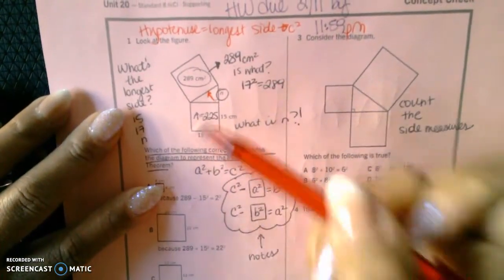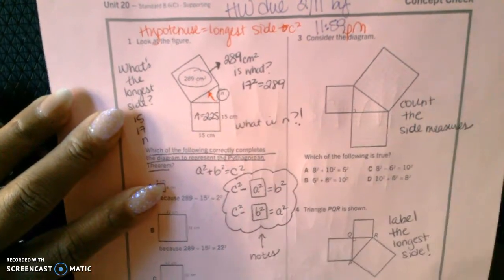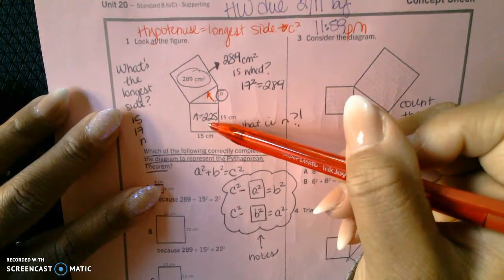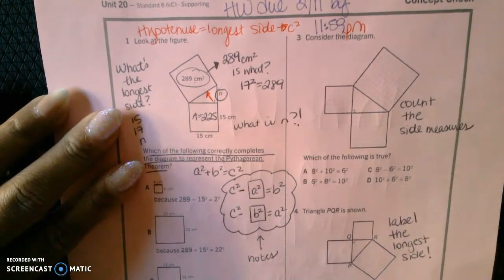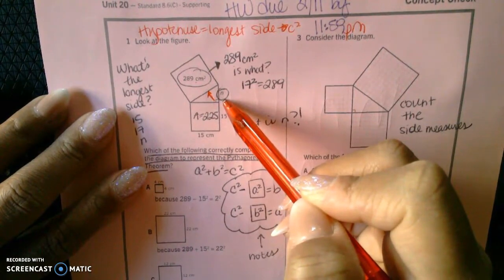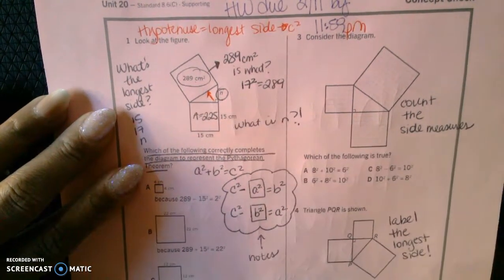So my hypotenuse here is 289 squared. That's the area of this square. The area of this square down here is 225, and we need to find n. So in order to find n, I have to work my Pythagorean theorem backwards, okay?